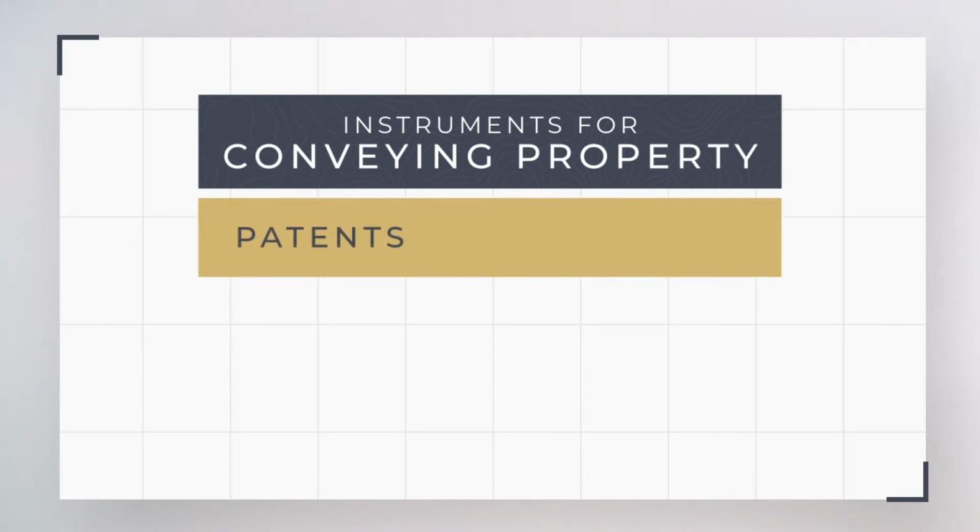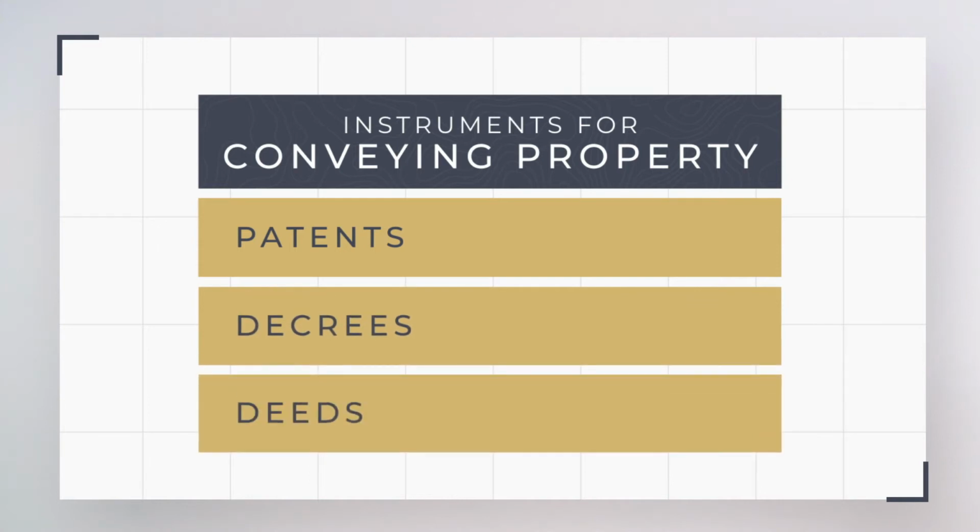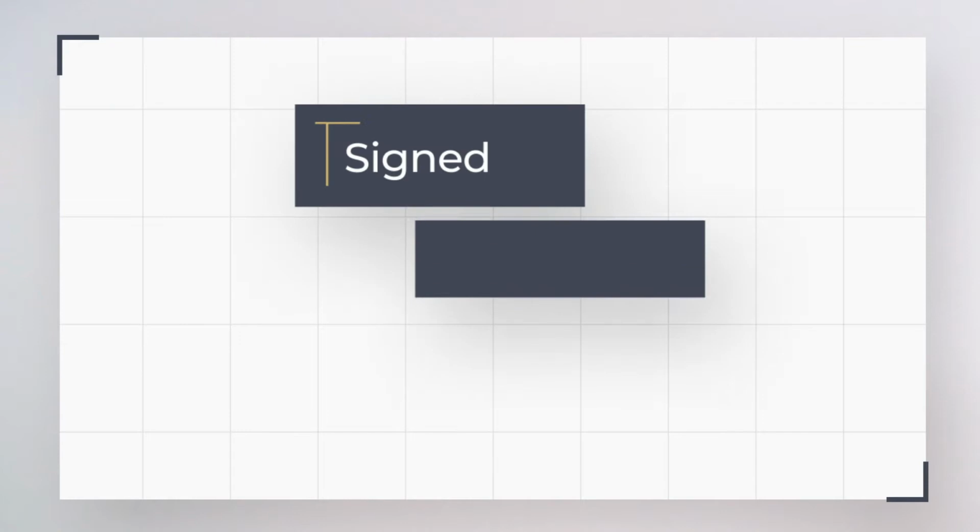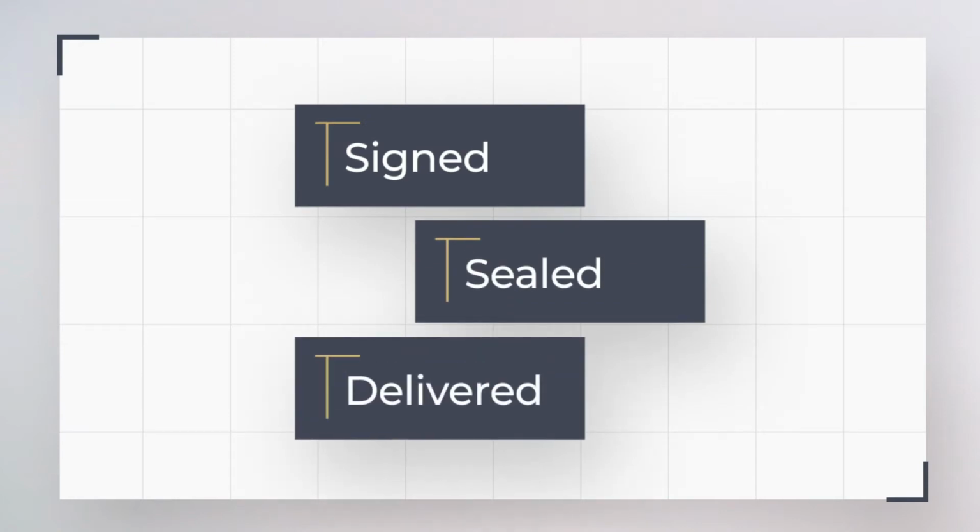These are things like patents, decrees, and deeds, legal documents that name the parties involved, what's being given, and when and how it's going to happen. And once they're all filled out, they must be signed, sealed by a notary to make it official, and recorded at the county courthouse.